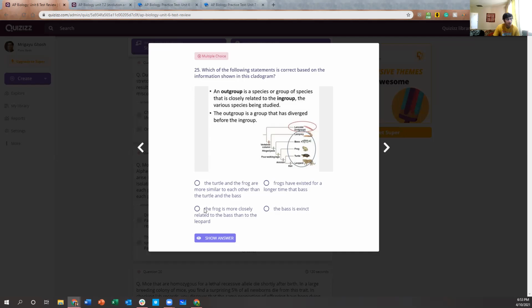I know that with that argument, you could say that this is true, but the problem is, generally speaking, once you have that common ancestor, I would look above that. The frog is closely related to the turtle and the leopard, more than it is to the bass, because there's this derived characteristic that sets it apart from the other ones. So that's why the answer is this one rather than this one. So you want to make sure you think about those derived characters.